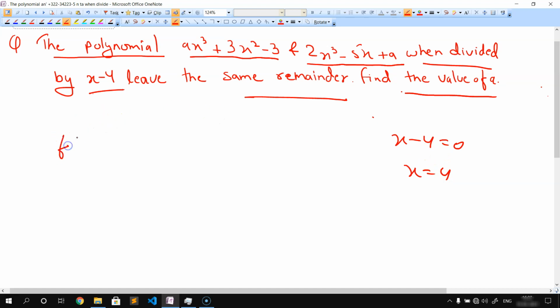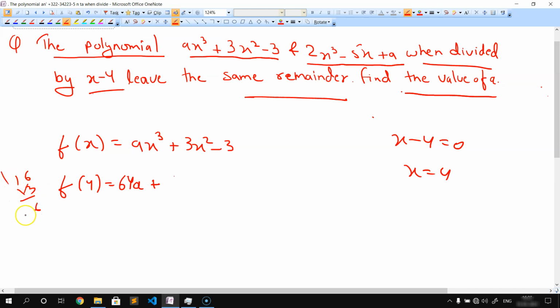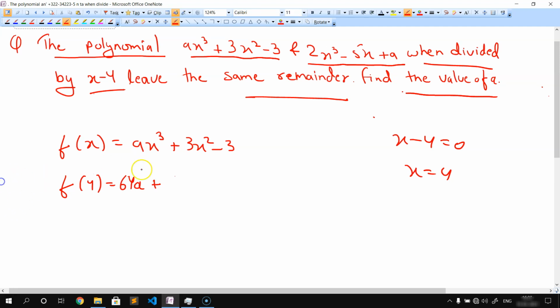So our first equation is ax cube plus 3x square minus 3. Let's put the value of x. 4 cubed is 4 fours are 16, 16 fours are 64a. It will become 64a plus 16 into 3. 16 times 3 is 48. Plus 48 minus 3. So this will become 64a plus 45.